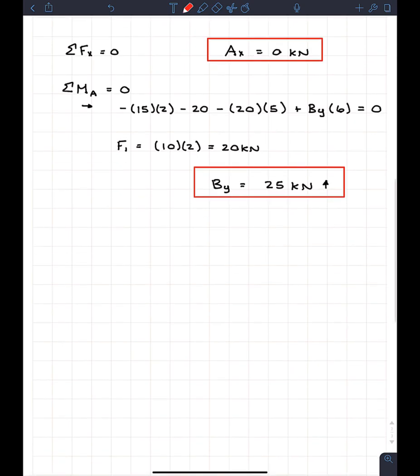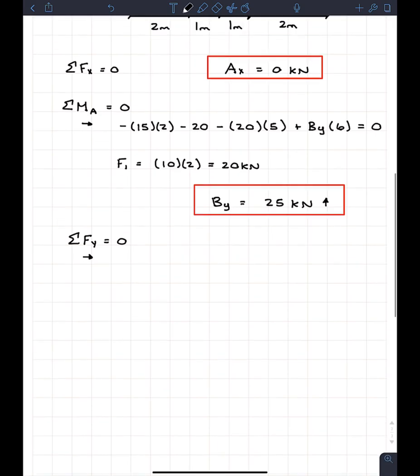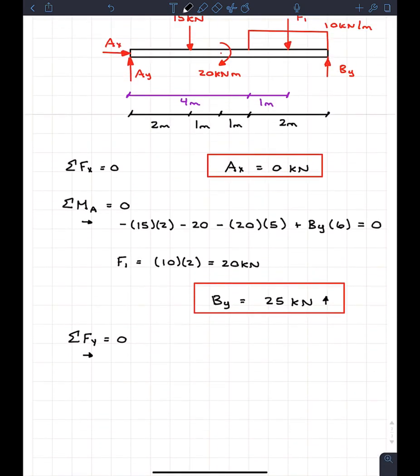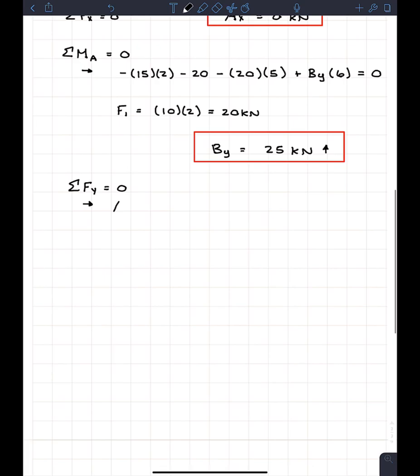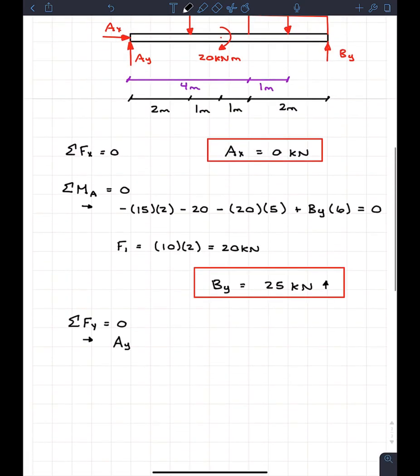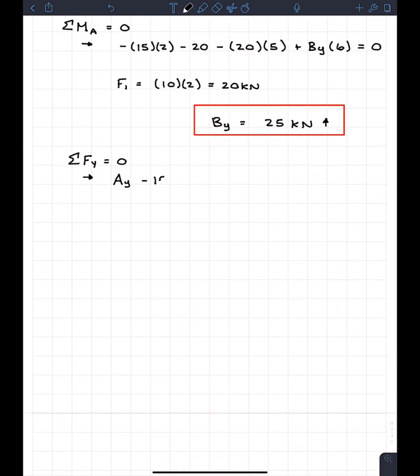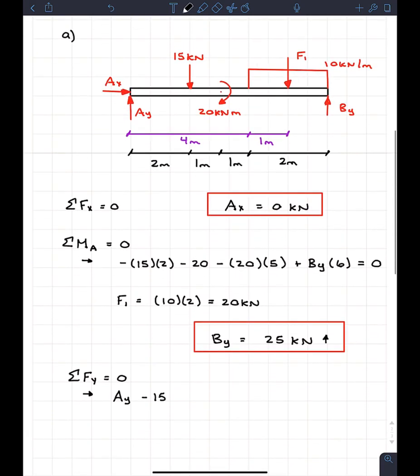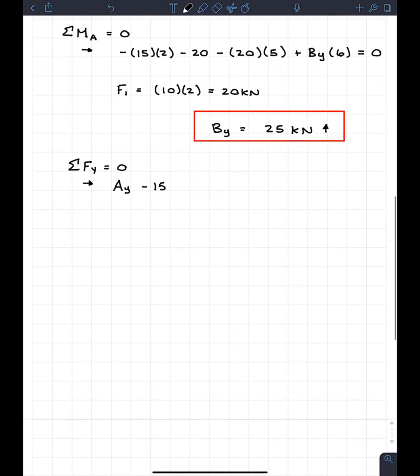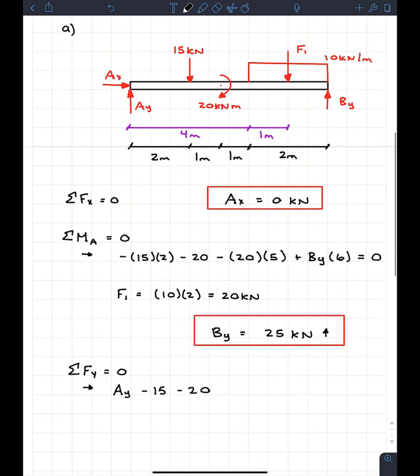So finally, we can come down here and end with sum of the forces in Y is equal to 0. So our last equilibrium equation. And it's not too bad because we're just going to go left to right. So we got AY at the very left-hand side, and we don't know AY yet, so we're going to just have AY. And going across, well, we got 15 kilonewtons going downwards. So minus 15. And if we keep going across, the next one that we run into is F1, and we see that F1 is 20 kilonewtons. So minus 20.